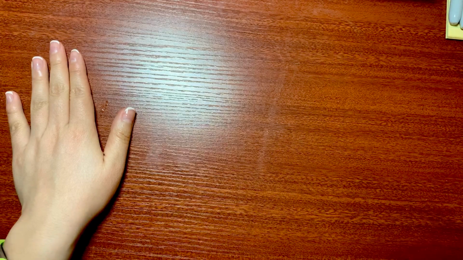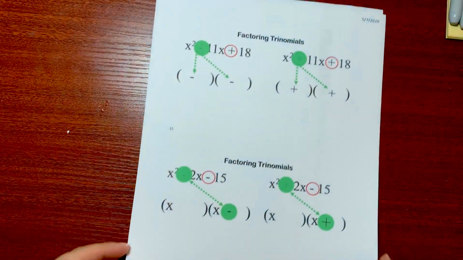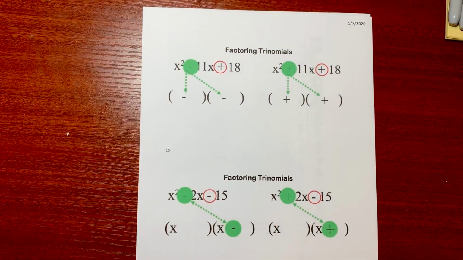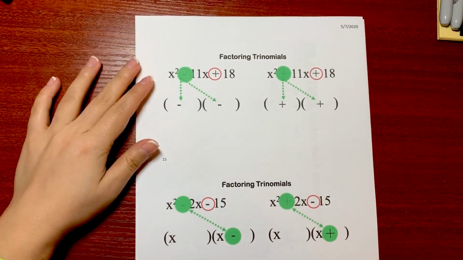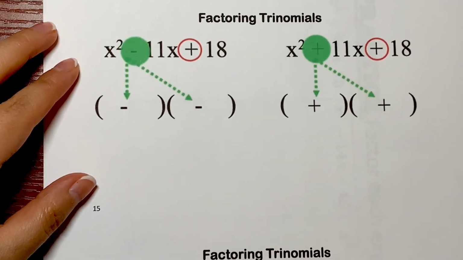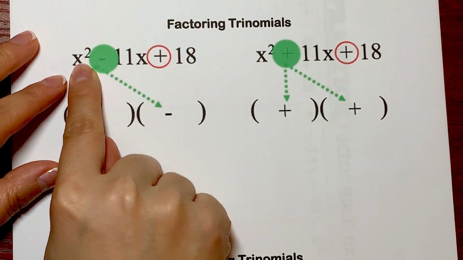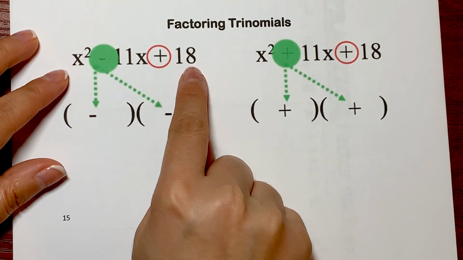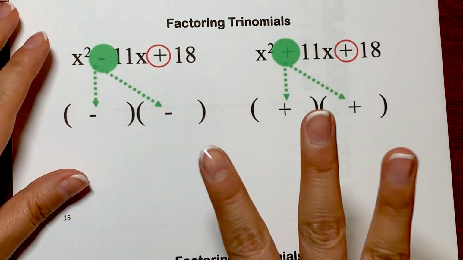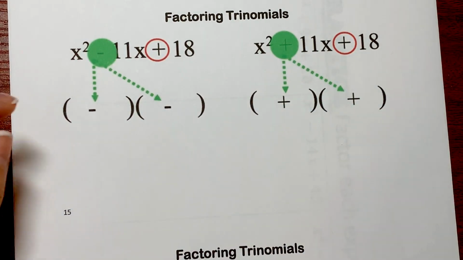Alright, so a trinomial has three terms. Okay? So suppose we have this right here, the first example. This is called a trinomial because you have the x squared term, the x term, and then the constant term. So there's four types that we're going to be covering today.